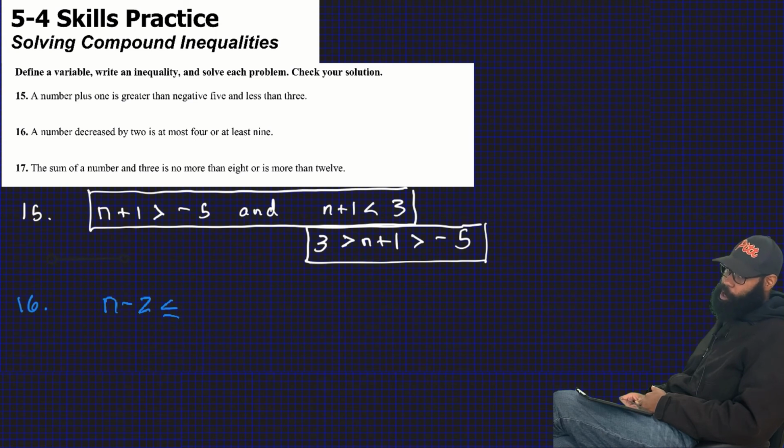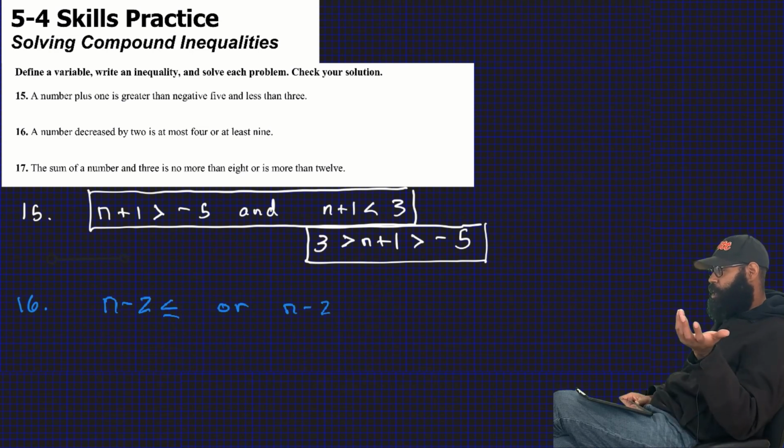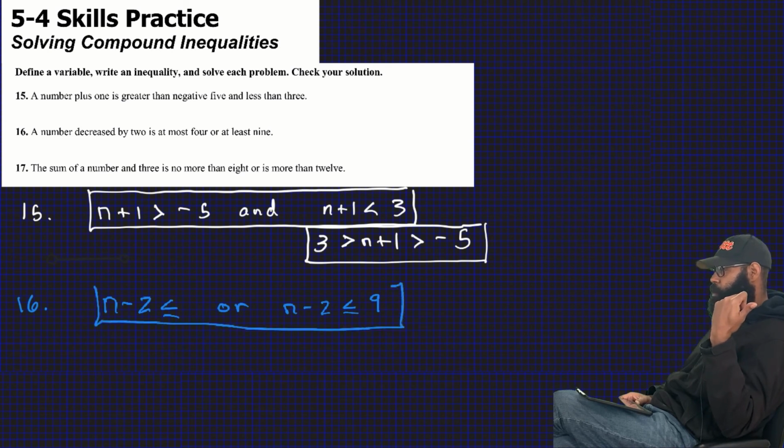I had the wrong one, had to put the right one. And finishing it up, I even put the 4. I'm gonna put the 9 this time, at least. There we go, at least. Got the little equal to underneath, good job. And 9. And what about the other one? I didn't finish the other one. The number decreased by 2 is at most 4. At most 4. You didn't put the 4.